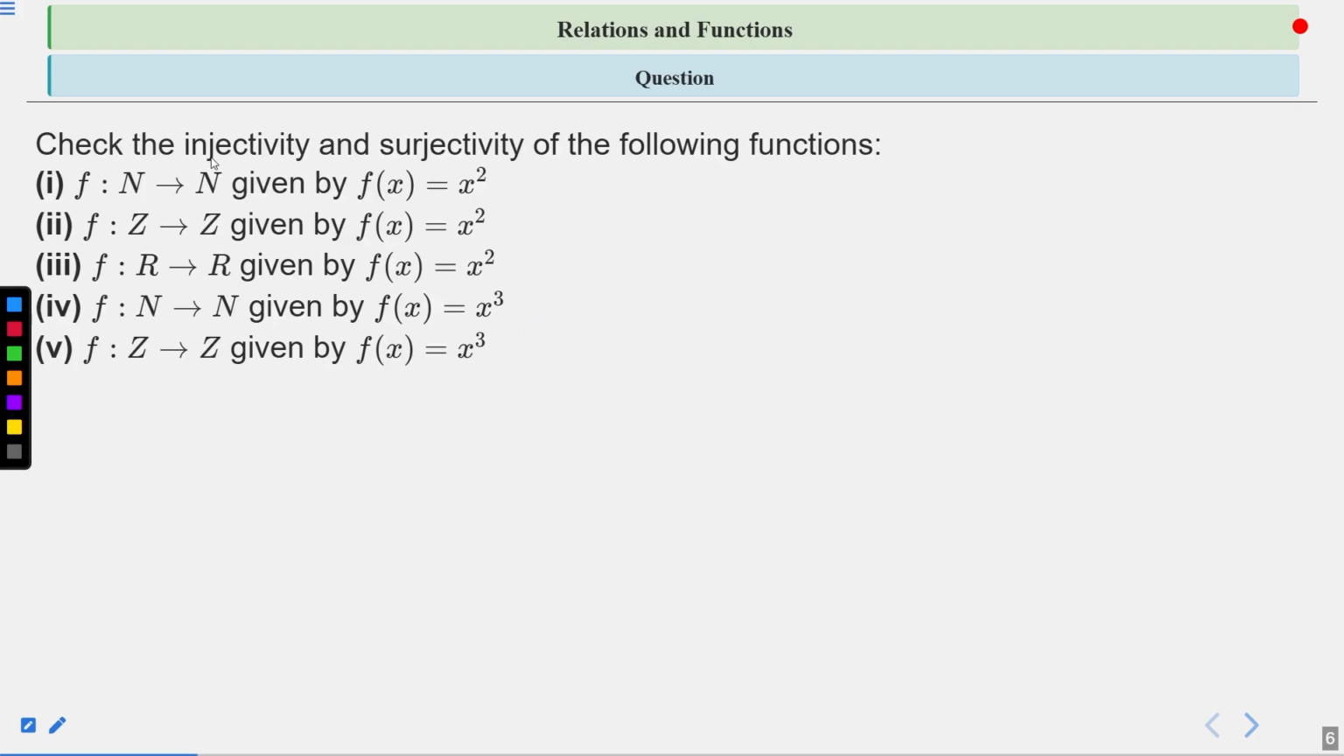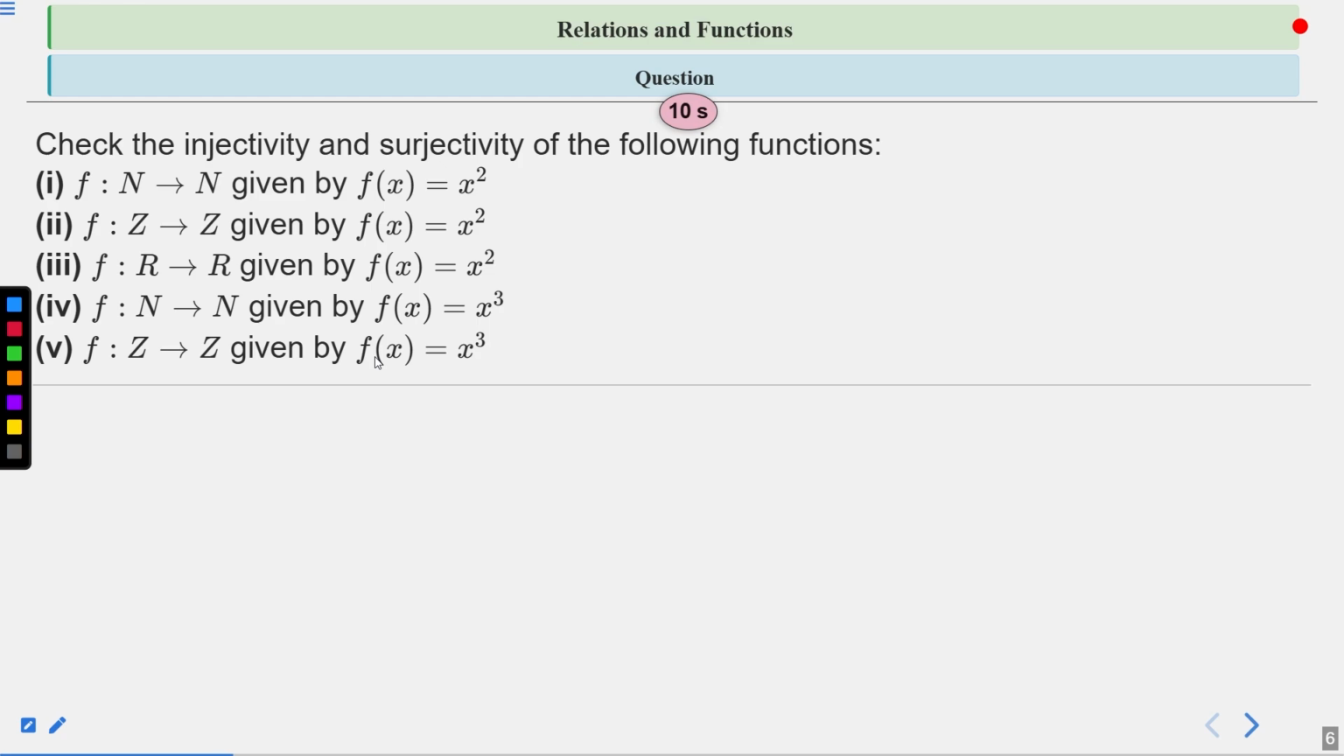Now, in this question, we have to check for injectivity and surjectivity of the given functions. Injectivity meaning one-one, surjectivity meaning onto. The first function is defined from natural to natural by x square. The second is from integers to integers, f(x) = x square. The third is from real to real, f(x) = x square. The fourth is from natural to natural, f(x) = x cube. And the fifth is from integers to integers, f(x) = x cube.